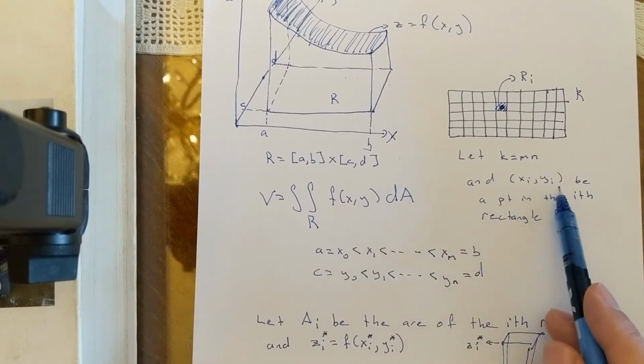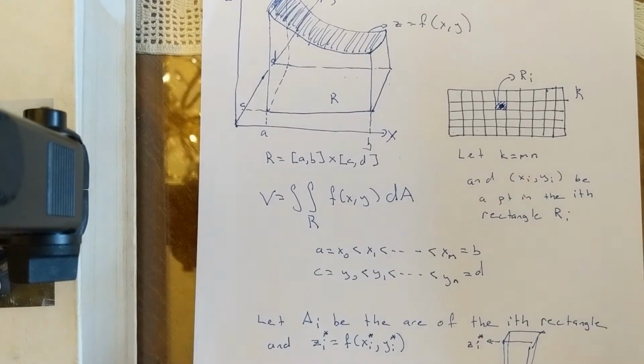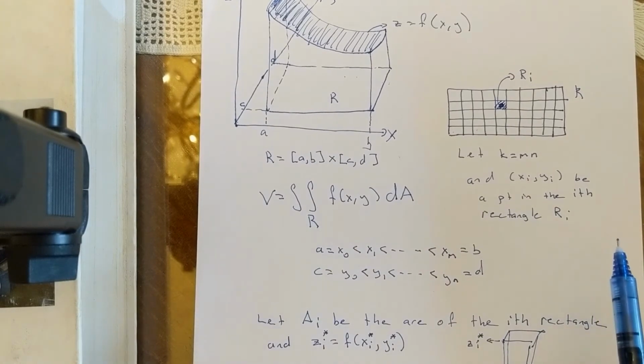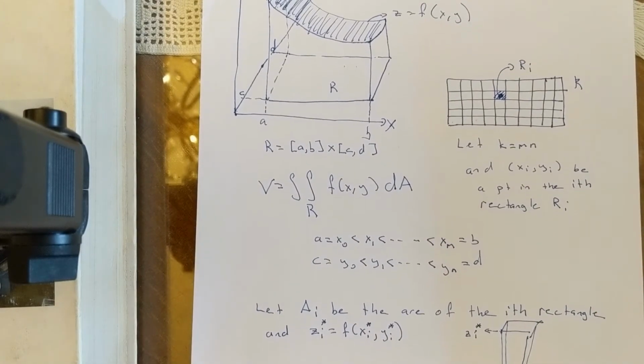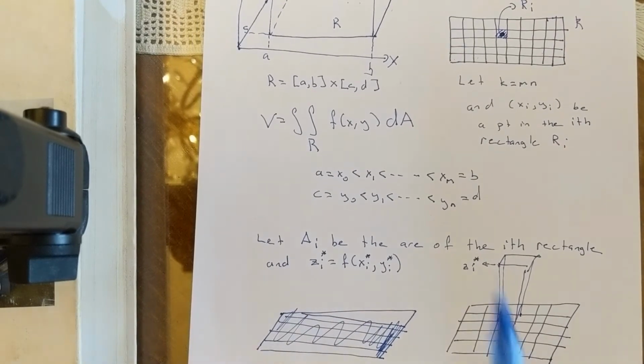Let's call that point x sub I, y sub I, and the only property is that you can pick it as you like. You can pick whatever point you would like, as long as it's in the ith rectangle.